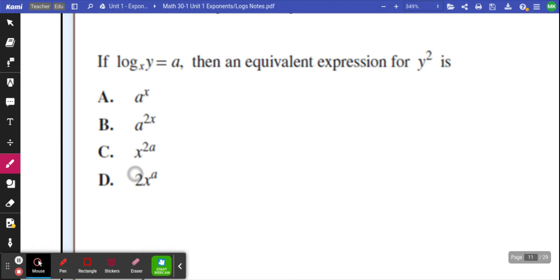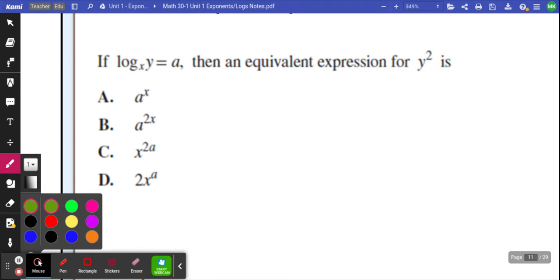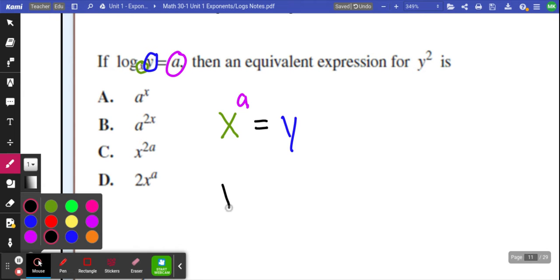So to change this into a power, you take the base of the log, x, that becomes the base of the power. Whatever was by itself becomes your exponent, equals your argument, y. What I just figured out is that y equals x to the power of a. Agreed? Perfect. Now let's try to answer the question.